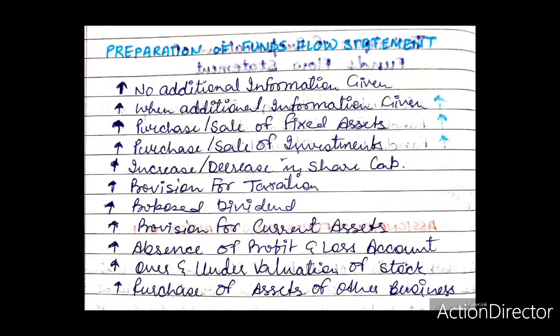A. As a current liability. Sometimes provision for taxation is treated as current liabilities. Accordingly, it is shown in the statement of changes in working capital, and any tax paid by the firm during the year is ignored. That is not shown in the funds flow statement as an application of funds.